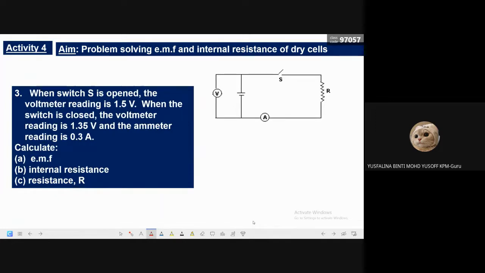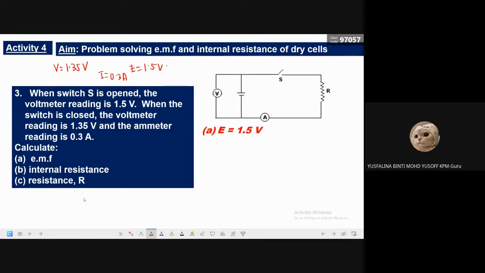Okay, next. When switch S is open, the voltmeter reading is 1.5 volt. When switch S is open, it means there is no current flowing, so 1.5 volt is the E value. When the switch is closed, the voltmeter reading is 1.35 volt, and the ammeter reading is 0.3 ampere. Then calculate the EMF. The EMF is already given there, 1.5 volt.